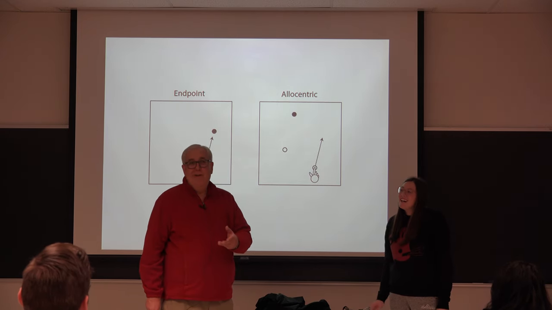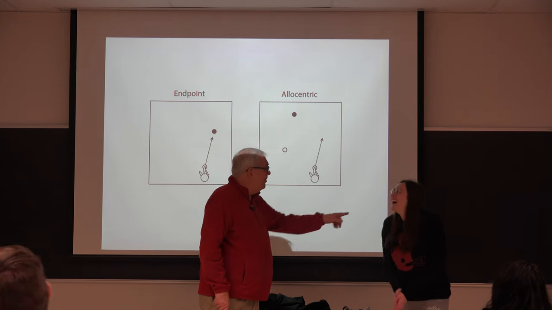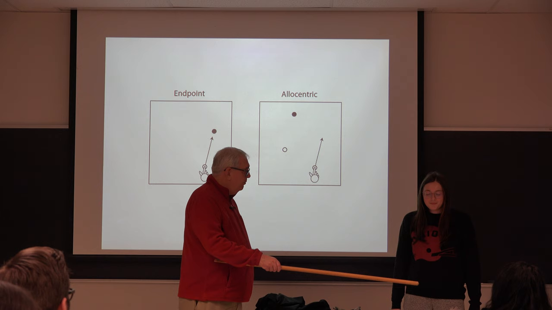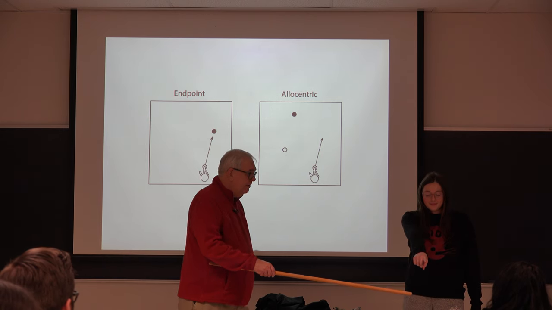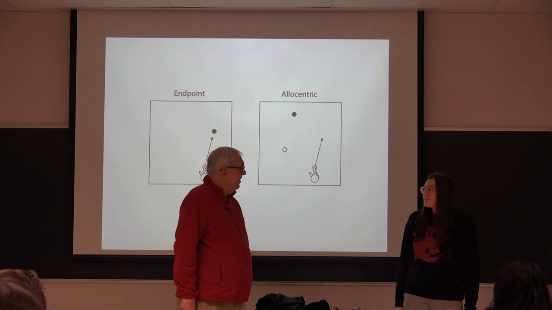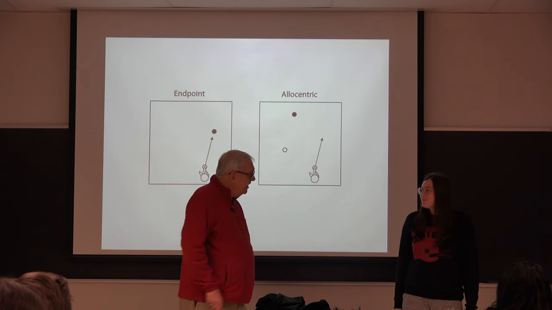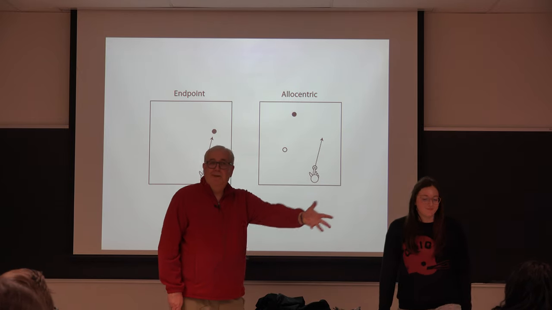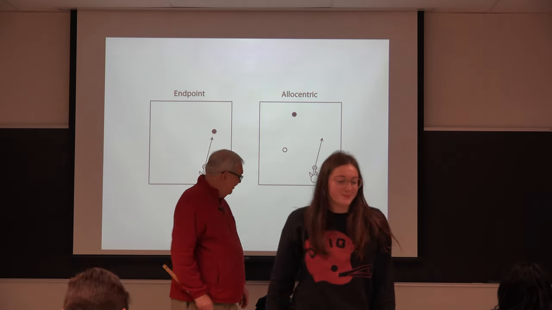I violated my role. This almost always works. Do it one more time, just without them. Close your eyes, point to the end of the stick. It's supposed to be wrong. Yeah, she's off there. It's supposed to be wrong, because I've adjusted, and in the opposite direction. That's so cool. All right, sit down. Give her a round of applause.